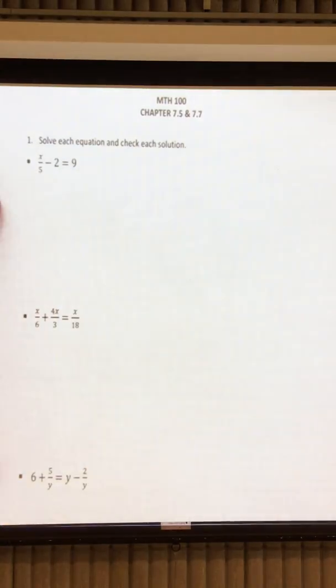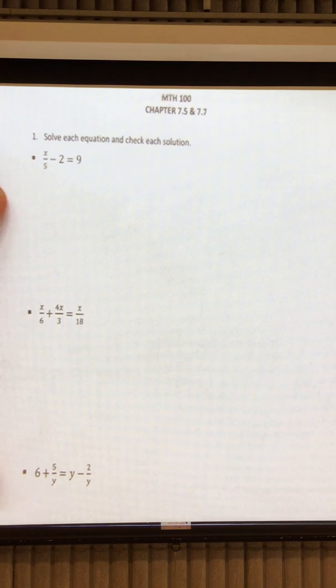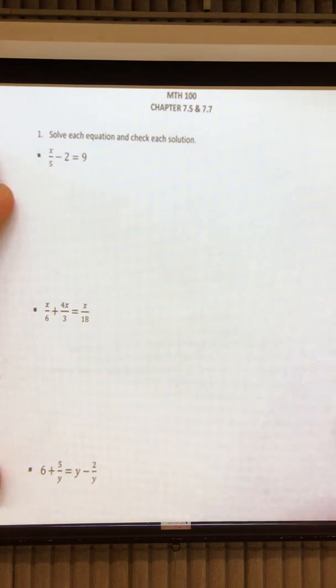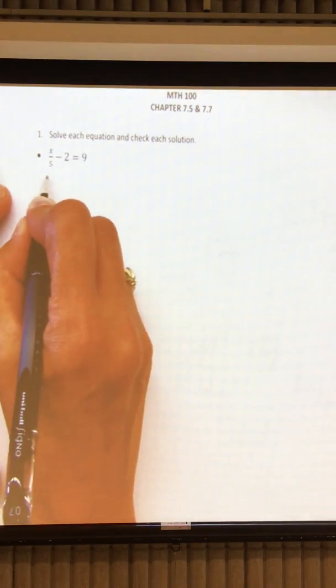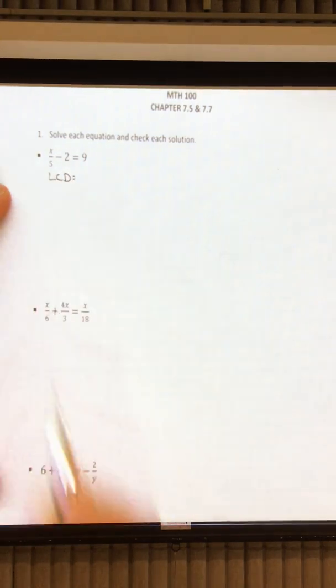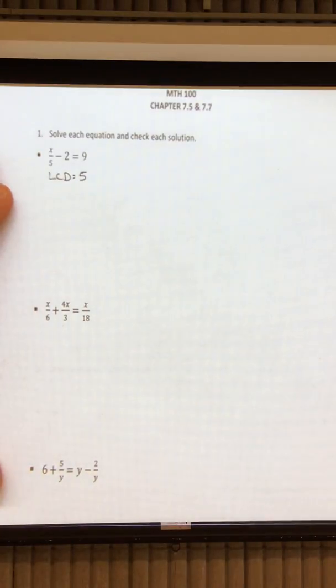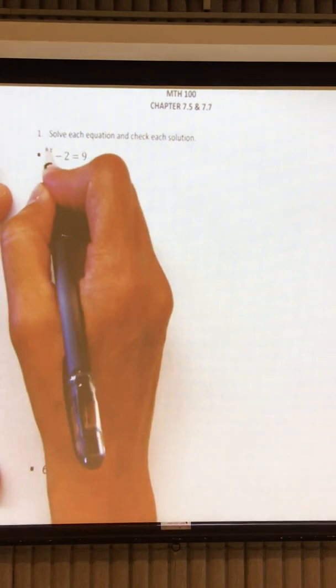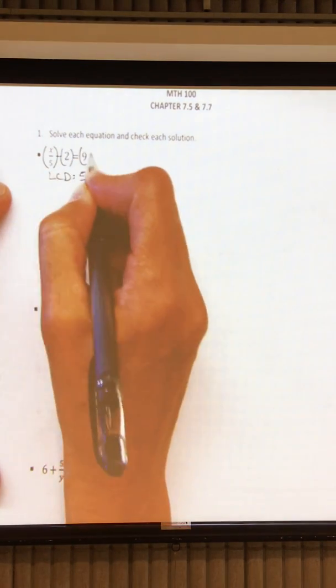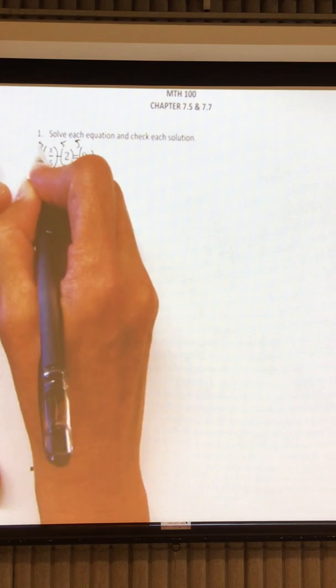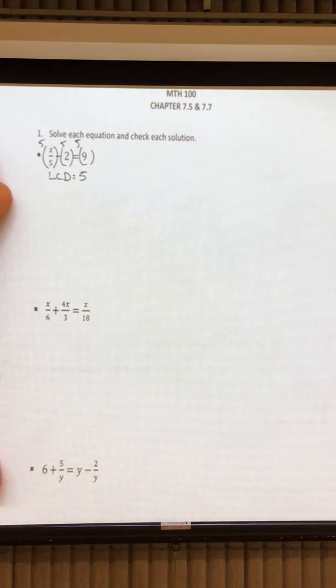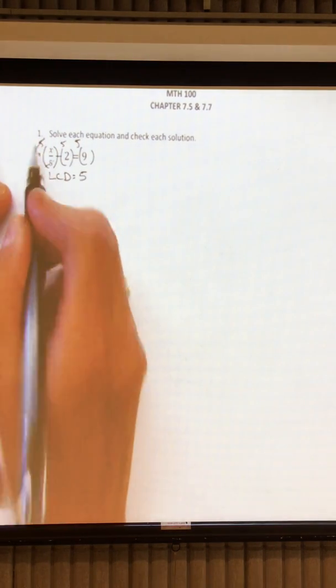Problem number 1, sections 7.5 and 7.7. Let us solve each equation and check each solution. Here we look at our denominators and find the least common denominator, which is 5. Therefore, we multiply all terms by the least common denominator to cancel our denominator. Multiplying every term by 5 cancels the 5.